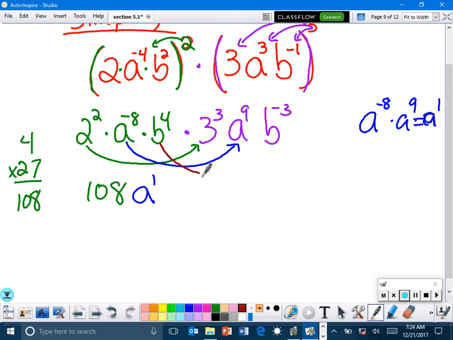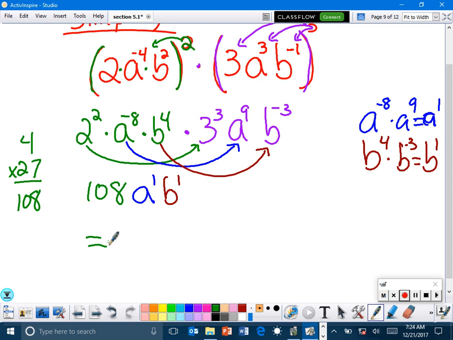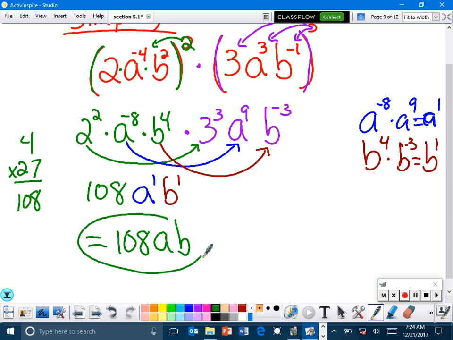Now I'm going to do the b's. Same thing with the b's, right? So b to the fourth power times b to the negative 3 power, I add those together, that's b to the first power. Now, I don't quite like that answer like that because we don't need the 1 for the exponent. So we're just going to write 108 times a times b. Remember, if there is no exponent there, it is implied that it is a 1. But if you need to, you can get rid of it.